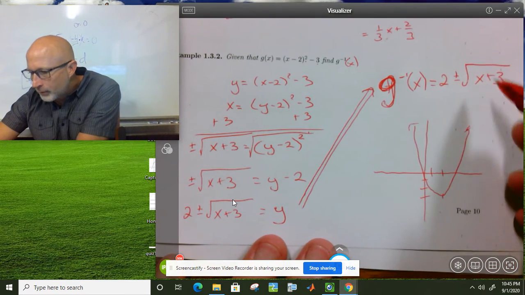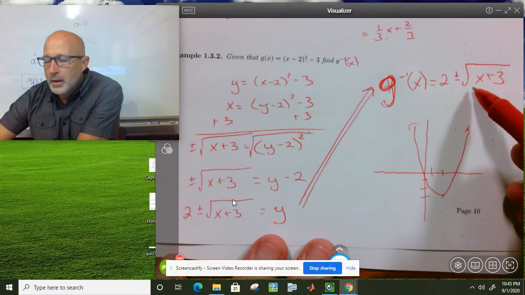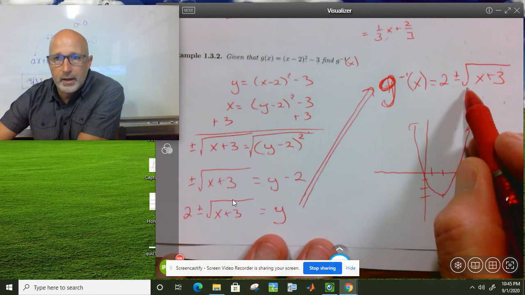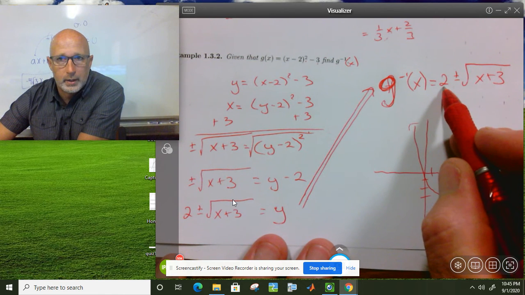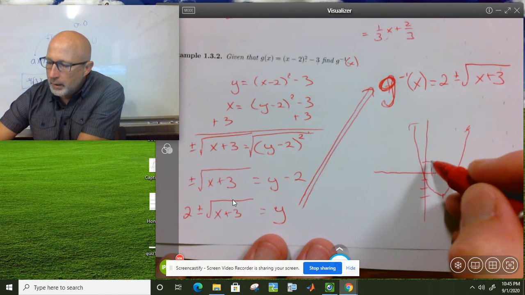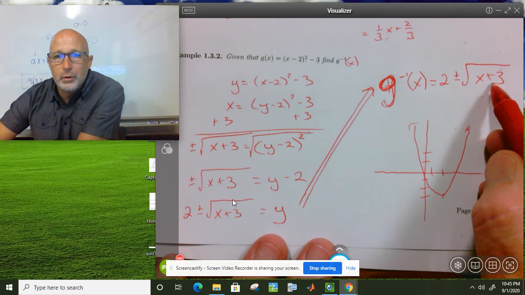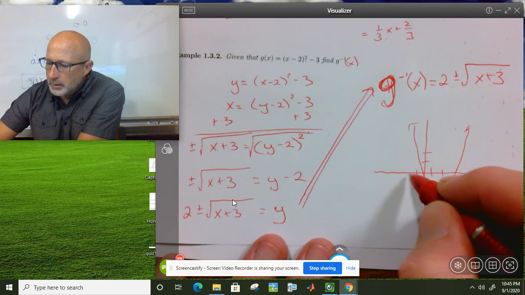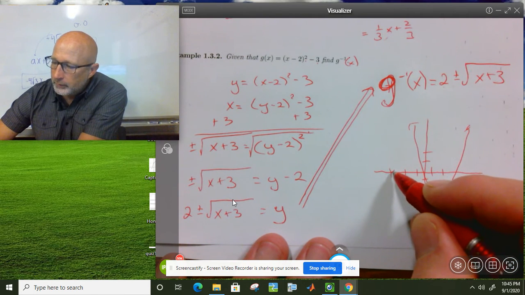Okay, now what does this graph look like? Now you actually have 2 different graphs. You have a plus and you have a minus. So hopefully you recognize that this is a square root function, and this 2 has moved it up 2 units. So I'm going to go 1, 2, and then this represents it's moved 3 units to the left. So 1, 2, 3. So the graph will look like this.